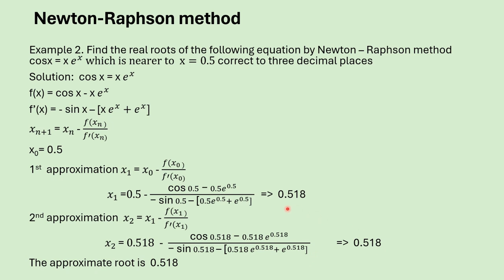Now here we see this and this are the same, so we can stop the iteration and we get the approximate root as 0.518.